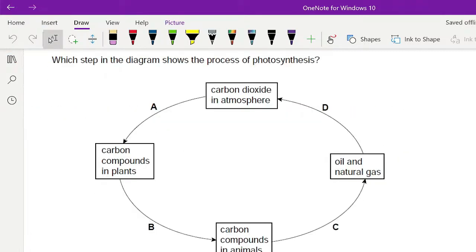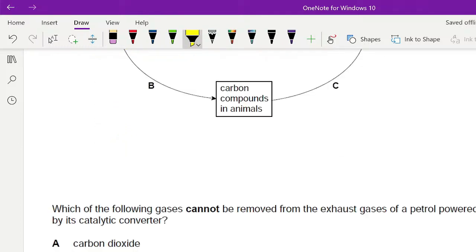Air and water. Photosynthesis is where carbon dioxide gives you carbon compounds. Carbon dioxide is made into glucose. Okay. So A is the answer.